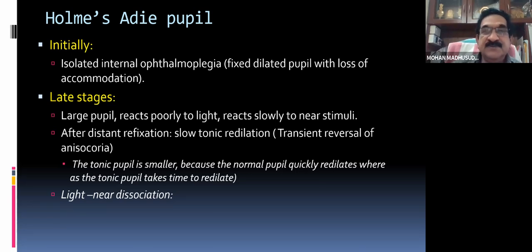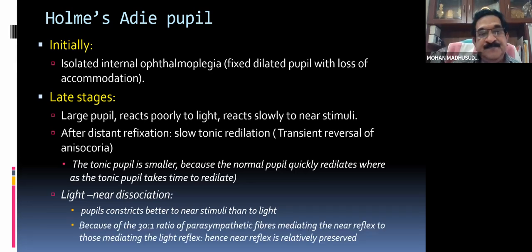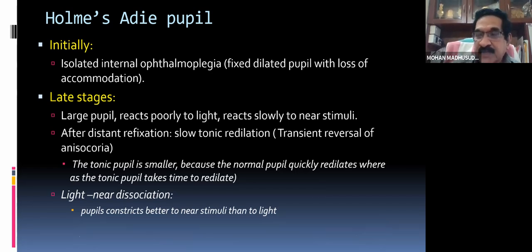And of course, light-near dissociation is there. The pupil constricts better to near stimulus than to light. You may ask why the accommodation reflex is better in tonic pupil. It is because in the normal pupil, the fibers carrying accommodation are about 30% more than those carrying the light reflex. Putting it in other words, more fibers are designed for accommodation.